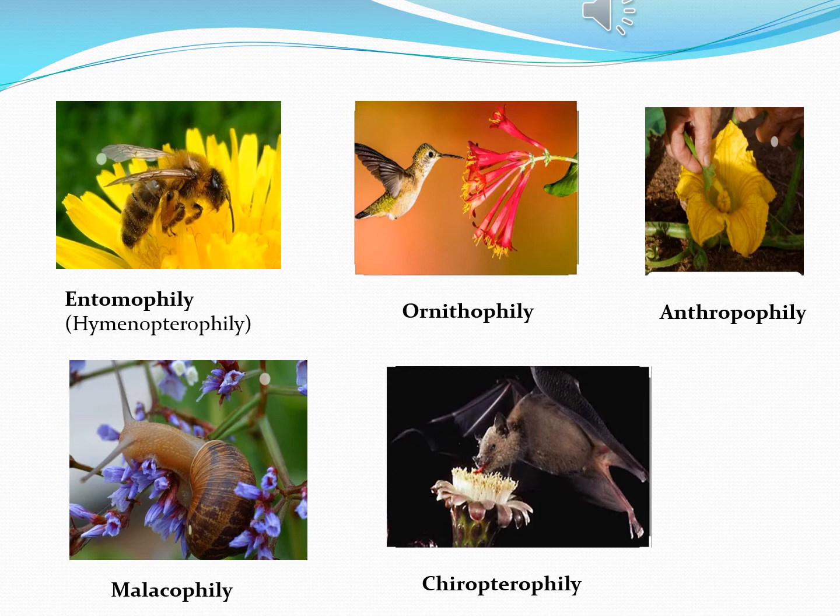In the next diagram we can observe that the animal is a bat. Transfer of pollen grains by bats is called chiropterophily.